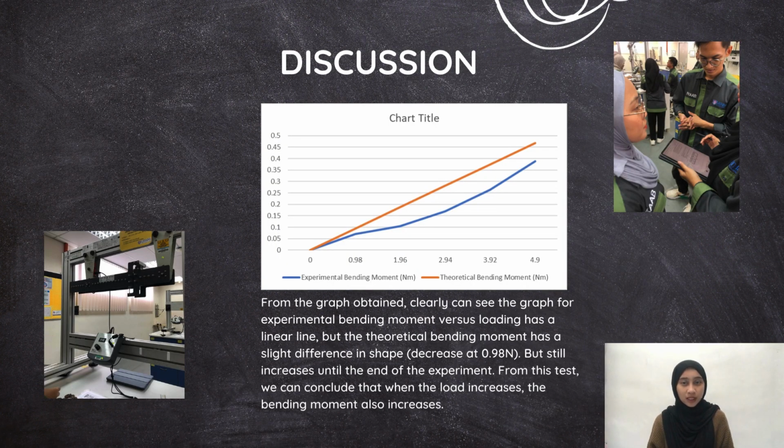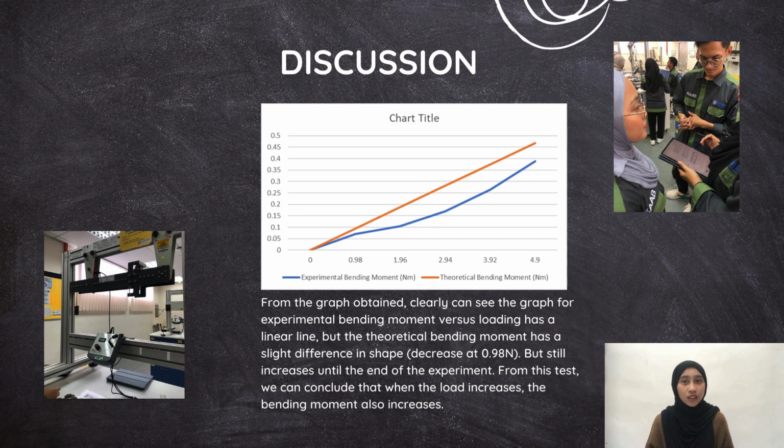From the graph obtained, clearly we can see that the graph for experimental bending moment versus loading is a linear line, but the theoretical bending moment has a slightly different shape, decreasing at 0.98 Newton, but still increasing until the end of the experiment. From this test, we can conclude that when load increases, bending moment also increases.